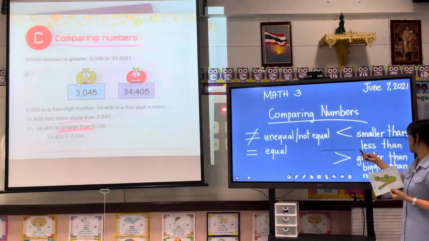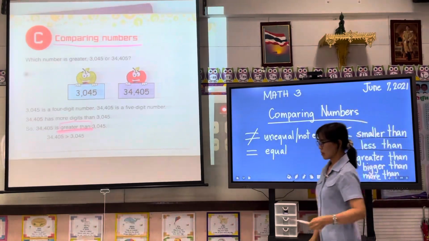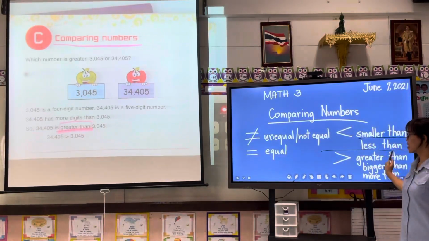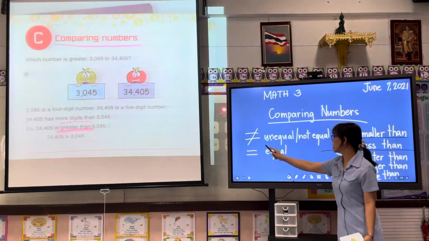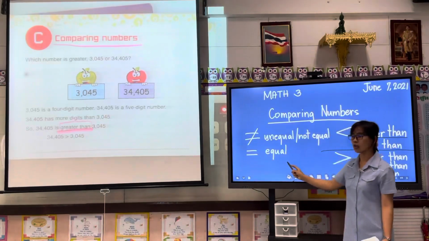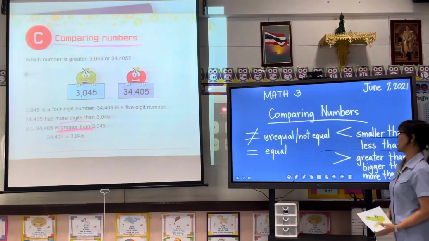So these three phrases here, they mean the same. Greater than, bigger than, more than. Alright? So these are our comparison symbols. Again, let's read. Unequal, not equal. This sign, equal. This sign means is smaller than, less than. And we have also greater than, bigger than, more than. Alright.